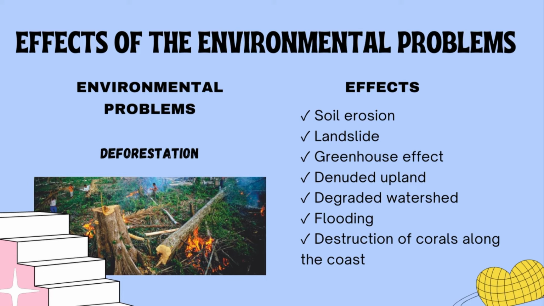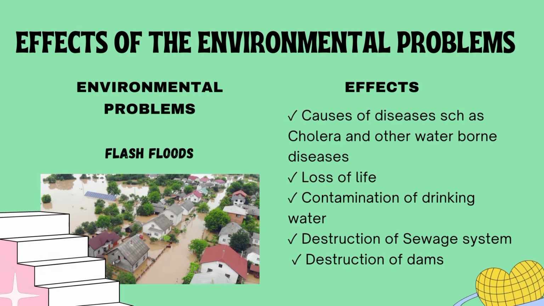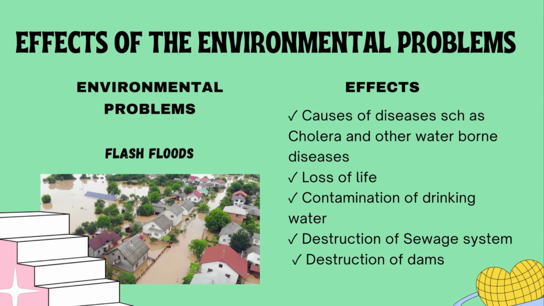These are the effects of deforestation: soil erosion, landslide, greenhouse effect, denuded upland, degraded watershed, flood, and destruction of corals along the coast. And here are the effects of flash floods: causes of diseases such as cholera and other waterborne diseases, loss of life, contamination of drinking water, destruction of sewage system, and destruction of dams.